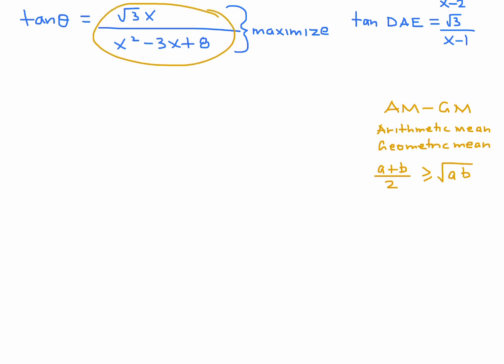So I will apply that to this in a slightly tricky way. So this equation, first and foremost, I will manipulate it as follows. I'm going to just get rid of the square root of 3 and just concentrate on this part right here. Okay? But I'm going to flip it like this.